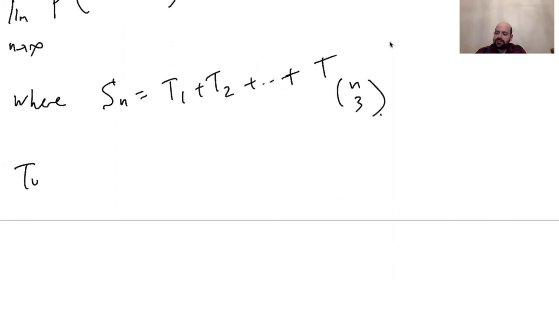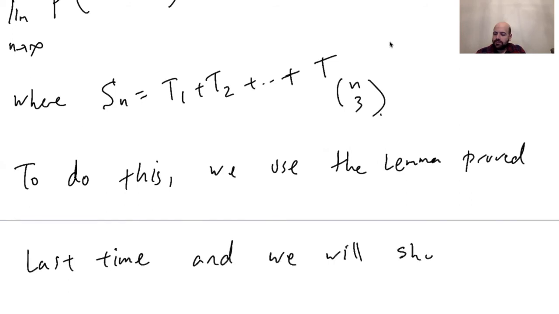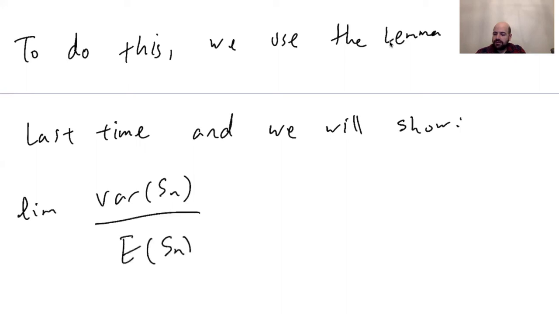To do this, we use the lemma proved last time. And we will show that the limit of variance Sn divided by expected value Sn squared is 0 as n goes to infinity. Okay, do you remember the lemma we proved last time? Let me show you.